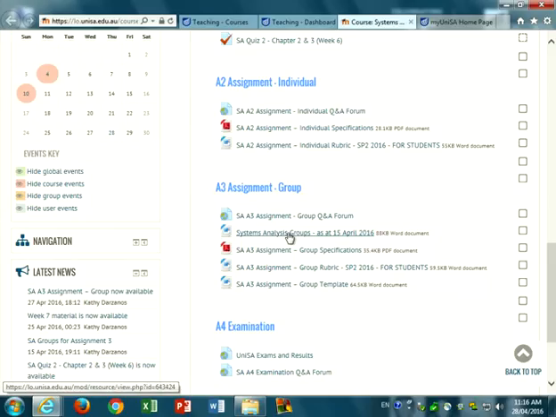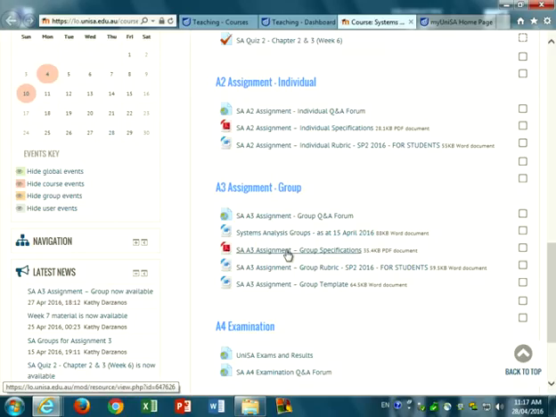Over the break I did post up the groups that you are in for systems analysis. It is really critical that you ensure that your name is in the correct group, because I've set these up also on the system, so when you submit your assignments, the submission will be the same across all members of the group, and the feedback and the mark will be the same across all members of the group, unless some changes are made. So it's really important that you make sure that you are in the correct group as indicated in this particular document.